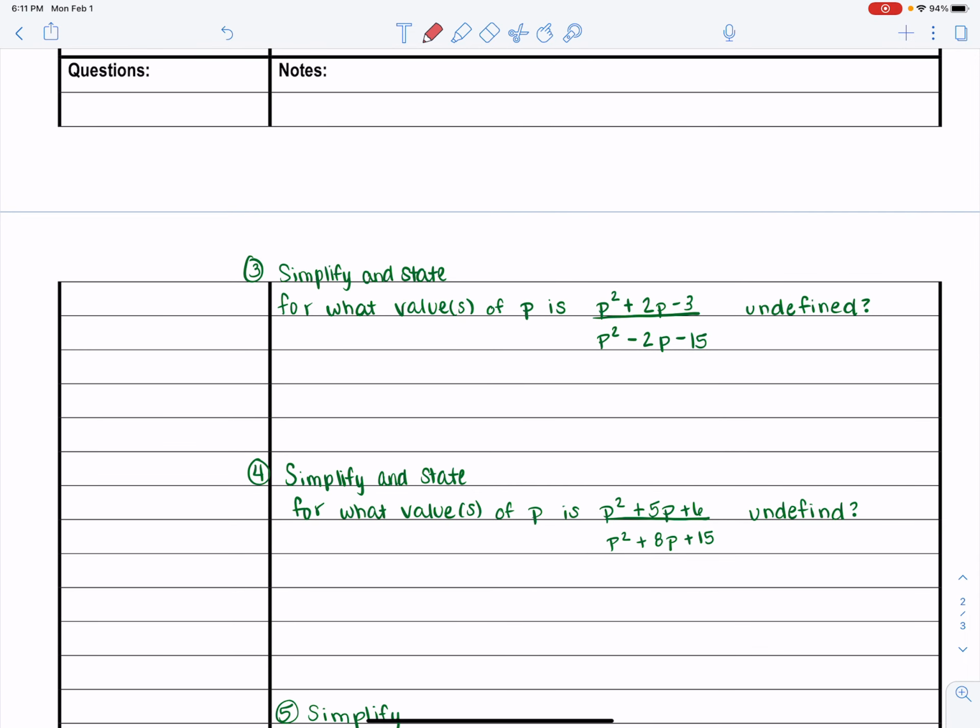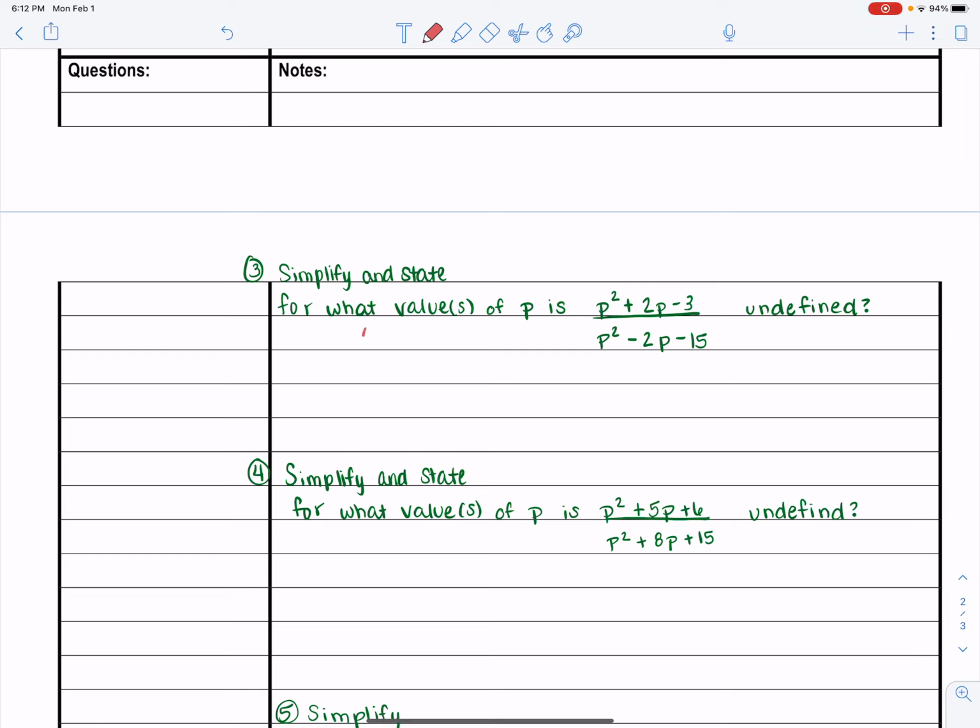Simplify and state for what values of p this rational expression is undefined. So the first thing I'm going to do is factor both the top and bottom. If you need some help on factoring, because I'm going to do this really fast, you can always go back to our notes where we originally learned how to factor. But I know that p squared plus 2p minus 3 can be factored into, sorry, I lost my train of thought for a second.